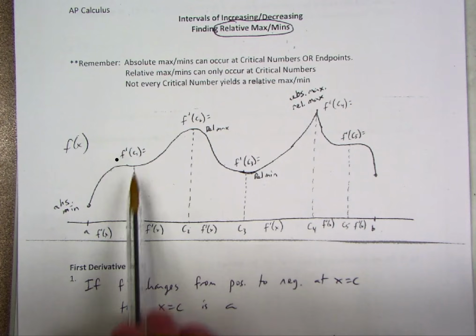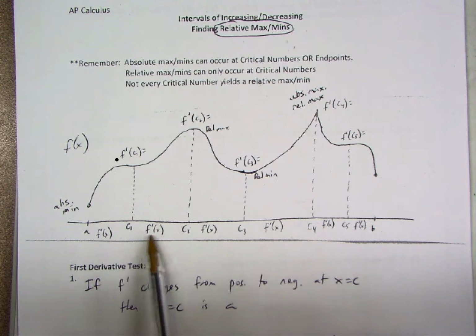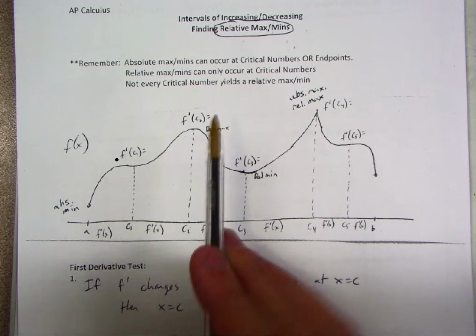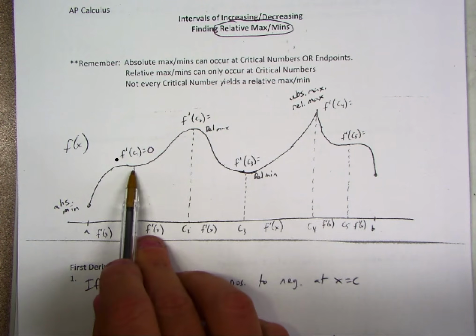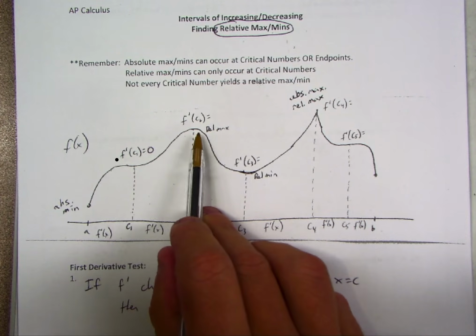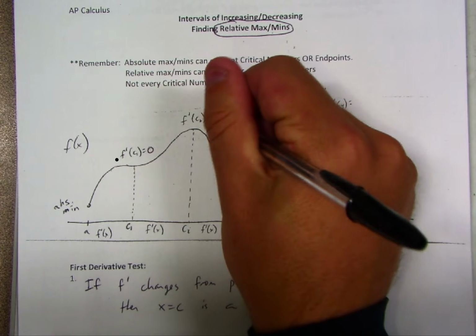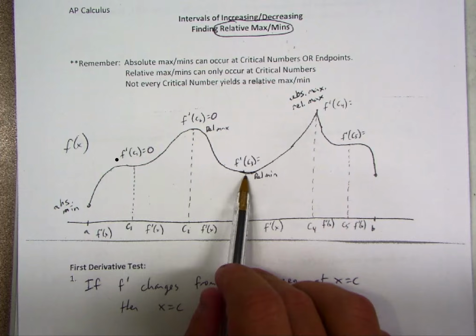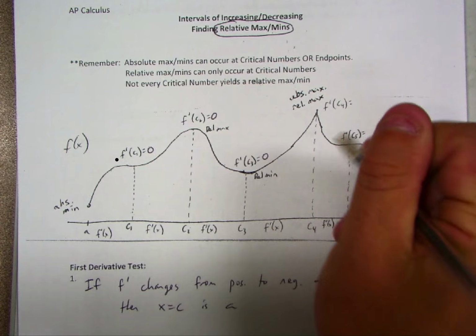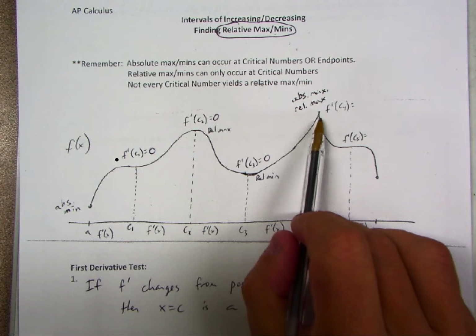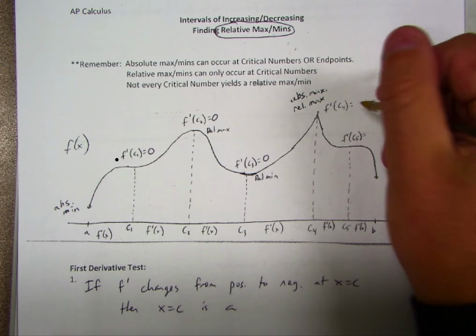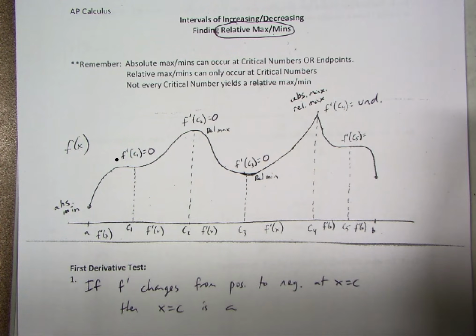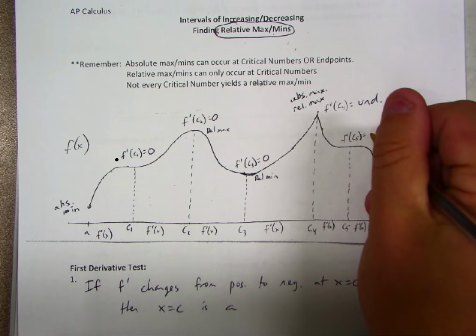I'm going to start right here at these critical numbers that I've highlighted, c1, 2, 3, 4, and 5. The derivative right here at c1 would be 0. The slope right there is 0. The derivative right here would also be 0. The derivative right down here would be 0. The derivative here would be undefined because it's a sharp turn. Derivatives don't exist at sharp turns, so undefined. And the derivative here is 0.